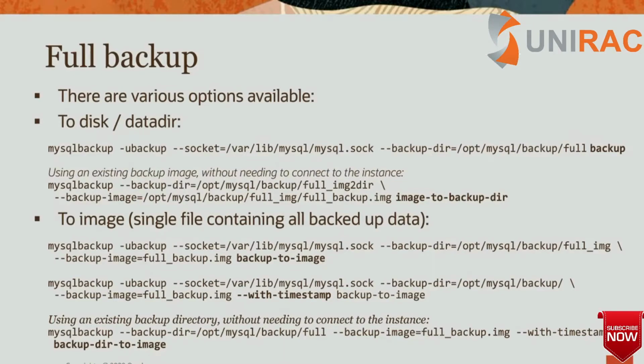Say we want to do a backup to a single file, which means to image. So we're containing all the backup data. We connect into the instance as before, -u backup, socket. The backup directory now, we've changed that, as you can see, to full_img, and the backup image name will be this. And the command to add at the end there is backup-to-image. It's pretty simple, no hassle there.